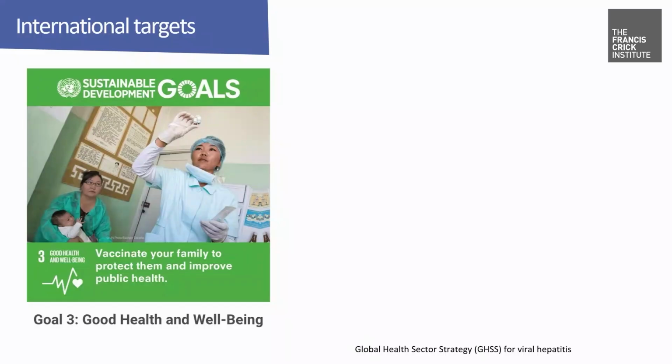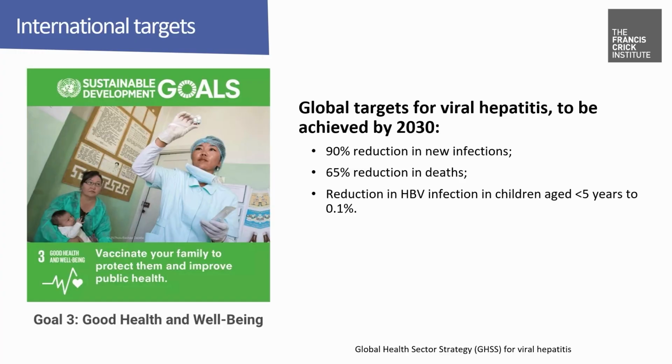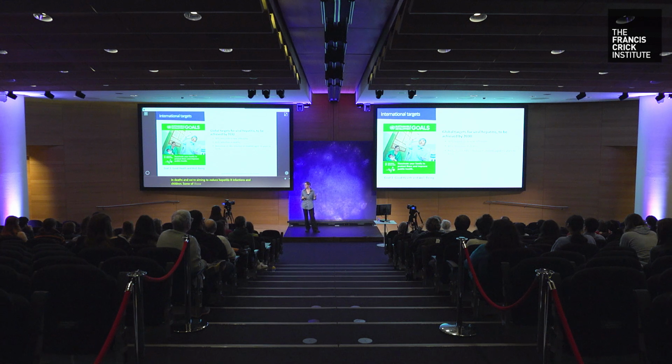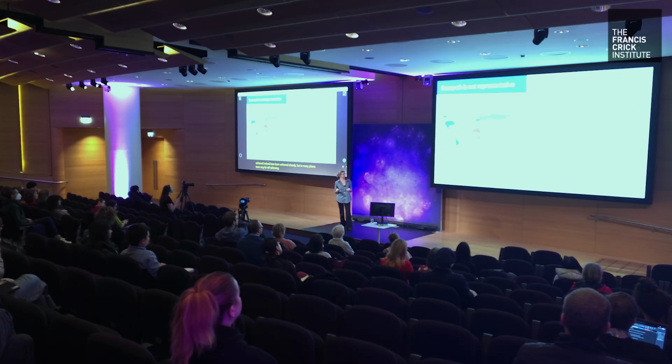So in the context of all of this, there are some very ambitious global goals that have been agreed for the elimination of hepatitis B as a public health threat by the year 2030. It's not far off. We're aiming for a 90% reduction in new infections, we're aiming for 65% reduction in deaths, and we're aiming to reduce hepatitis B infections in children. Some of those targets in some populations will be achieved, indeed have been achieved already, but in many places we're very far off achieving these goals.